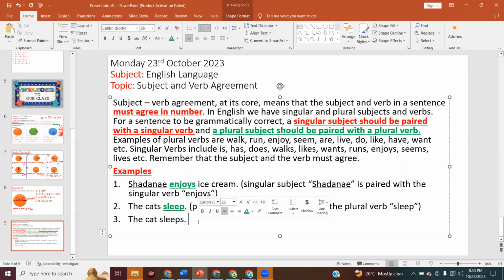Is cat a verb? Oh no, that's a noun. I lie. It's a noun. So we have a singular noun, or singular subject, and a singular verb. So they are equal, so it is correct.